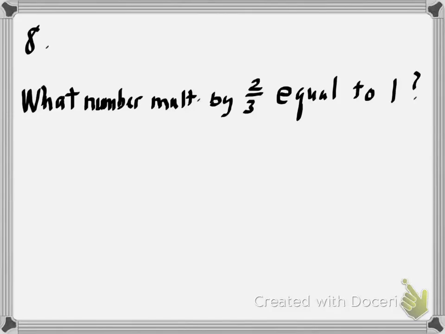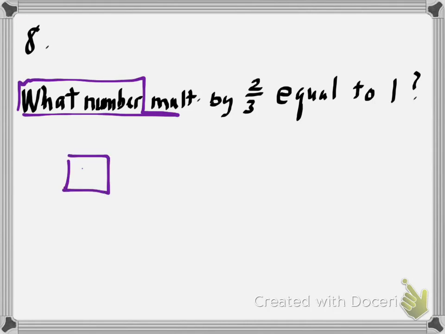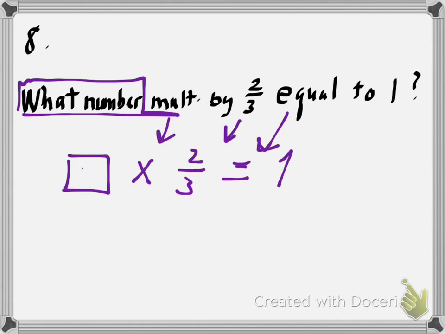Okay, for this type of problem, we could go ahead and put it into our math form. So it says what number, so that we don't know. So that's going to end up being our box, multiplied by, so we know it's going to be multiplication, 2/3, and gives us a product equal to 1. So we want to know what times 2/3 equals 1.